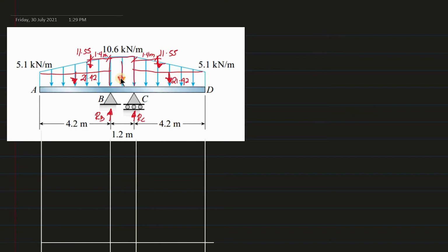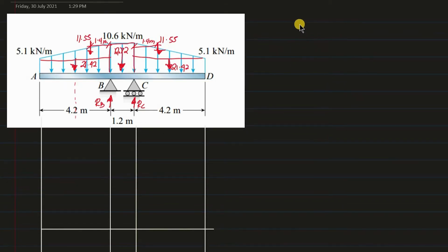And then, lastly, we have here our rectangular load. The value of our rectangular load would be equal to 10.6, kasi parang area lang, di ba? 10.6 times 1.2. So, 10.6 times 1.2 is equal to 12.72. So, this is a value of 12.72.